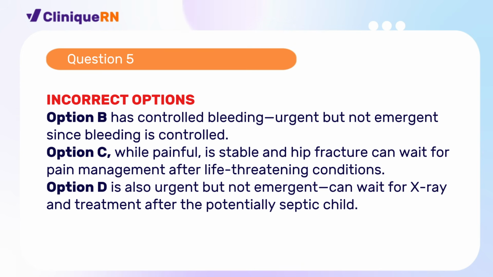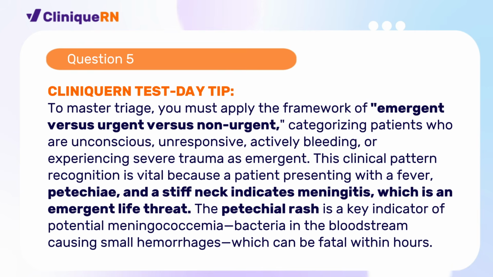Triage categories: emergent, immediate life threat; urgent, needs treatment soon; non-urgent, can wait. Clinic RN Test Day Tip: to master triage, you must apply the framework of emergent versus urgent versus non-urgent, categorizing patients who are unconscious, unresponsive, actively bleeding, or experiencing severe trauma as emergent. This clinical pattern recognition is vital because a patient presenting with a fever, petechiae, and a stiff neck indicates meningitis, which is an emergent life threat.